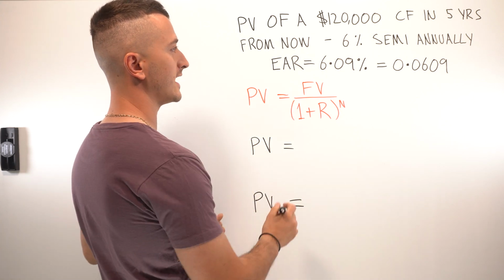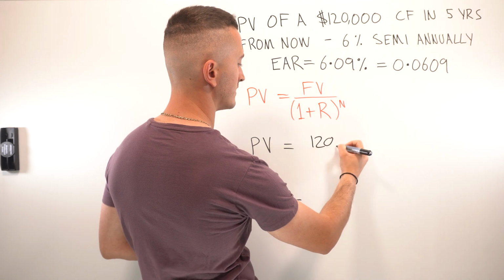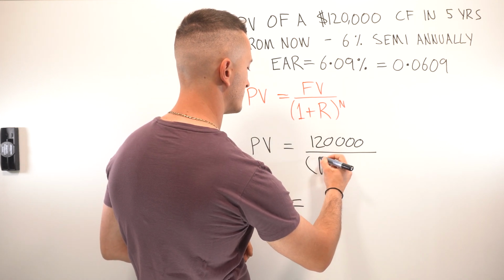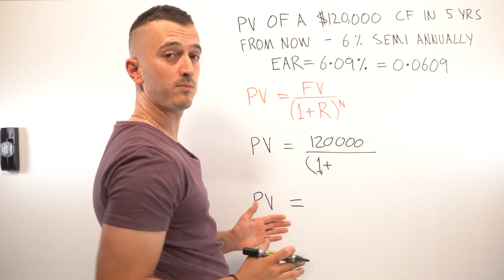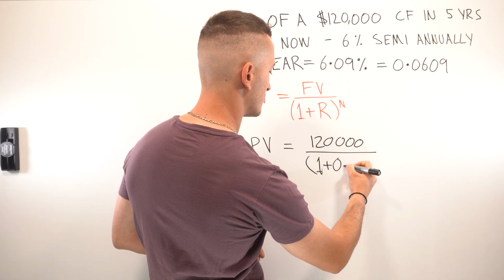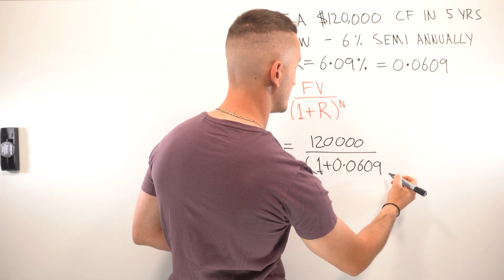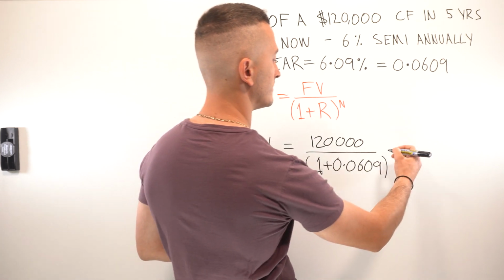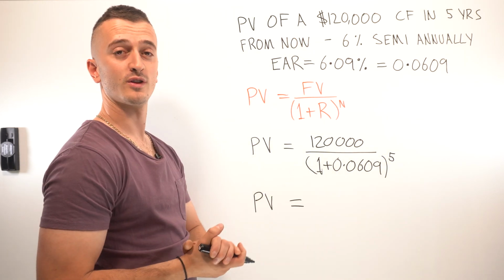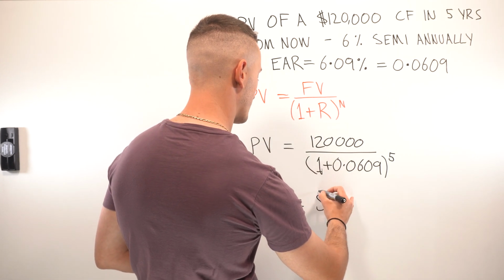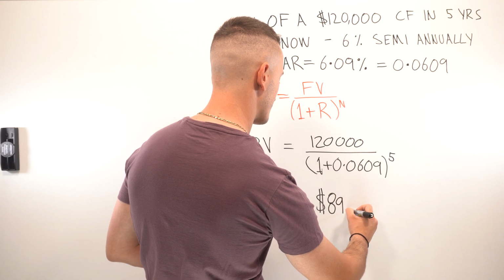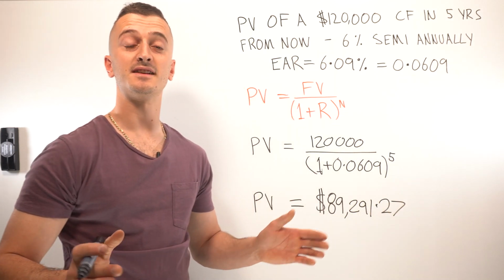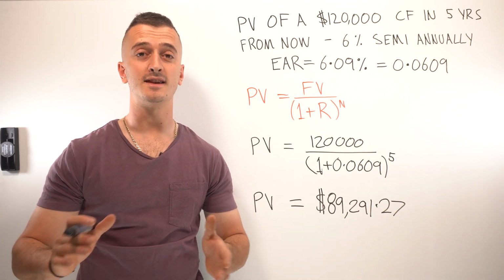So PV is equal to FV, which is our $120,000, divided by 1 plus R to the power of N, which is 1 plus R, which is our 0.0609 as a decimal, sorry, to the power of N, which is our 5 compounding periods. And if you punch all that through the calculator, you're going to get a present value of $89,291.27.